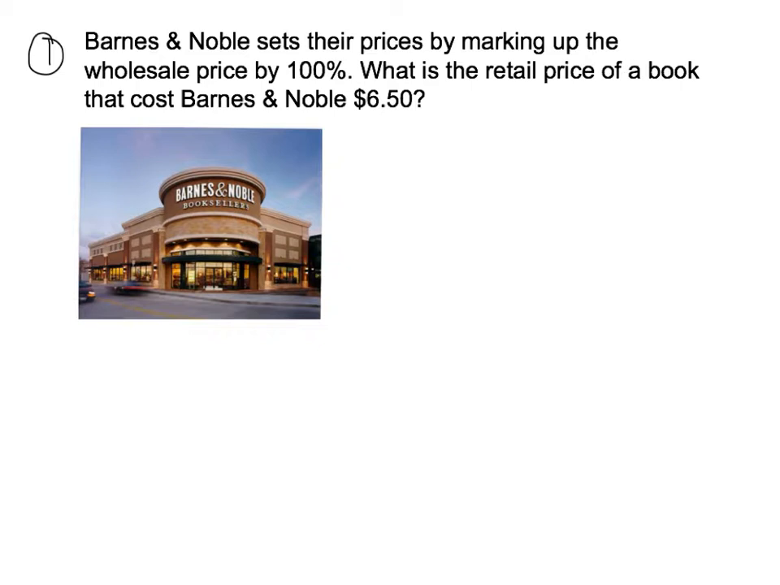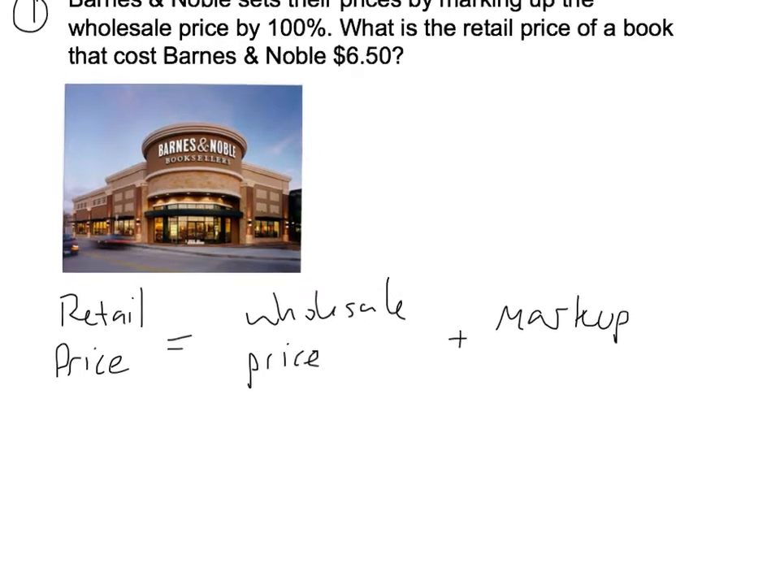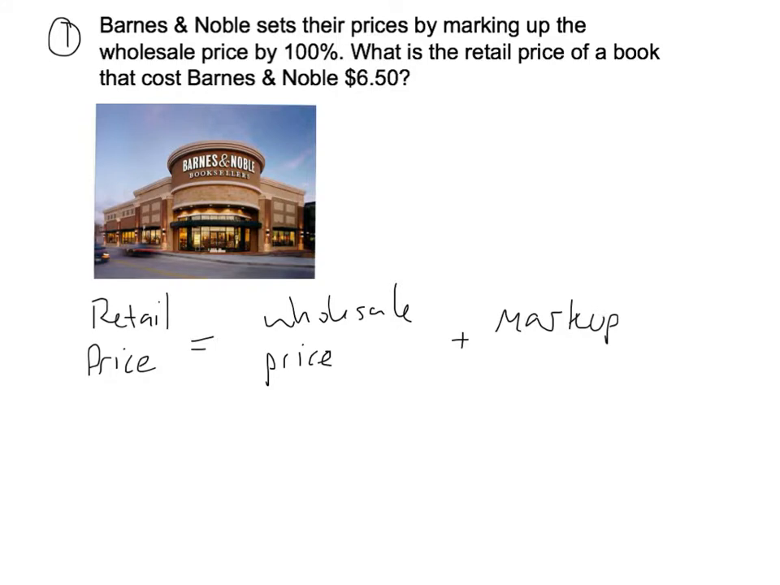All right, so we know that the retail price can be found by taking the wholesale price. So that's what Barnes & Noble is going to pay the book printer, I guess, and then you're going to add to that the markup. Now again, the markup's a dollar amount, but did they give us a dollar amount markup in here? No, they didn't. So we're going to have to change some things around. So let's see if you got this. Again, what is the retail price?